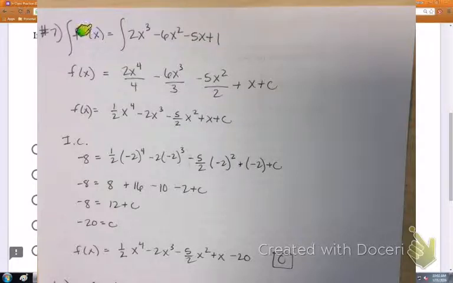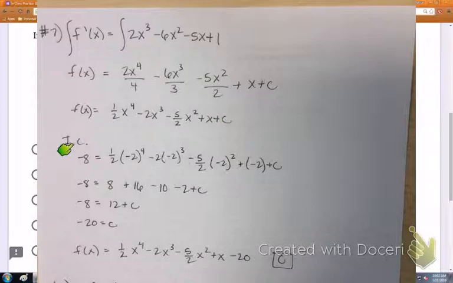So here's the derivative. It equals 2x cubed minus 6x squared minus 5x plus 1. When we take the integral of this, we get 2x to the 4th over 4 minus 6x cubed over 3, so on and so forth. Okay. I simplified this a little bit. So 2 over 4 became 1/2, 6 over 3 became 2, so on and so forth.